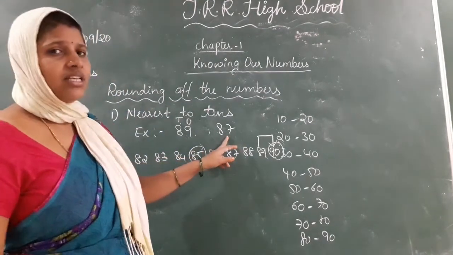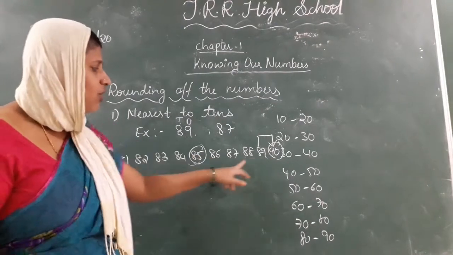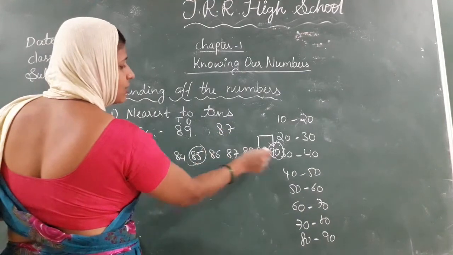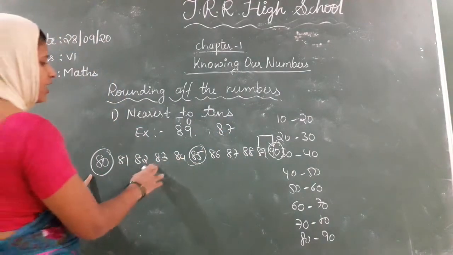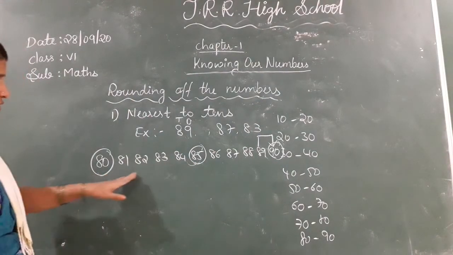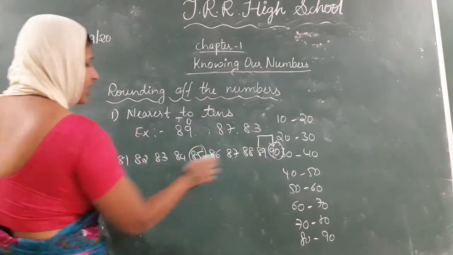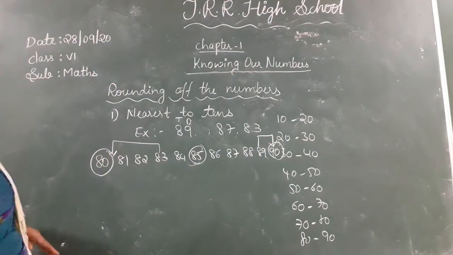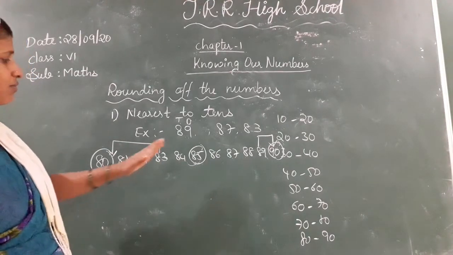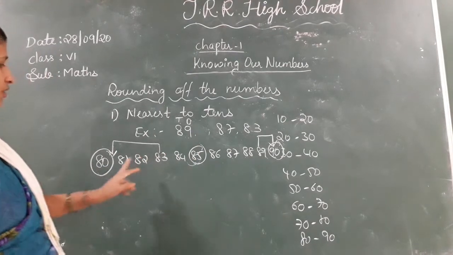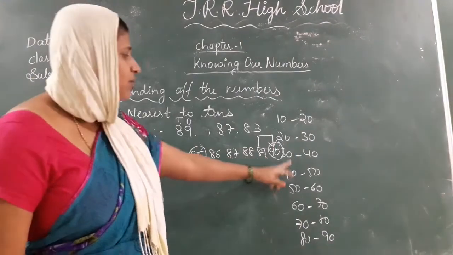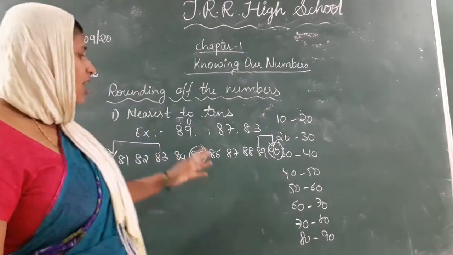Now here 87 is there. So 87 is nearest to 90 or nearest to 80? It is nearest to 90. So 87 is rounded off to 90. Suppose here I have taken 83. Is 83 nearest to 80 or nearest to 90? 83 is nearest to 80, so this 83 is rounded off to 80. So the numbers which lie before 5 will always be rounded off to 80, and the numbers which lie after 5 will be rounded off to 90. Then how to write this?